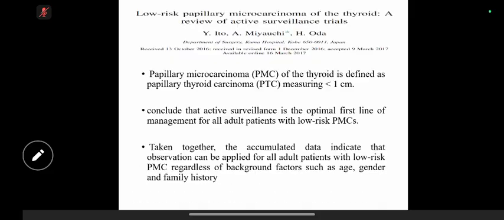So this article by Ito et al. is low risk papillary microcarcinoma of thyroid, a review for active surveillance trials. Papillary microcarcinomas are defined as tumors that are less than 1 centimeter in greatest dimension. They concluded that active surveillance is the optimal first line of management for all adult patients with low risk microcarcinomas. The accumulated data indicate that observation can be applied for all other patients with low risk microcarcinomas regardless of background factors such as age, gender and family history.